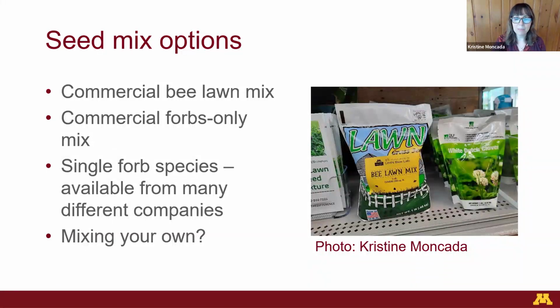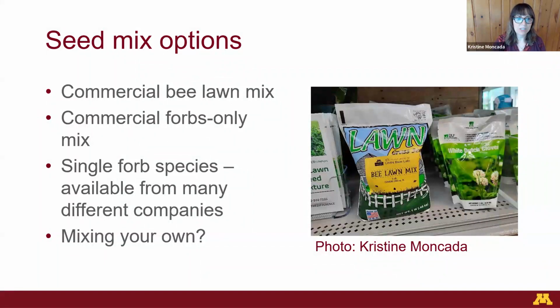You also can buy commercially available forbs only. So that will just be a mix that just has flowers. So maybe if you're overseeding, you already have turfgrass that's pretty healthy, maybe you want to consider just using that forbs-only mix. Some people might even consider just using one or two of the forbs. So you can see on the shelf at my garden center, you can just buy things like Dutch white clover on their own. The other species, many different seed companies will sell creeping thyme or self-heal. So you can find that available lots of different places.